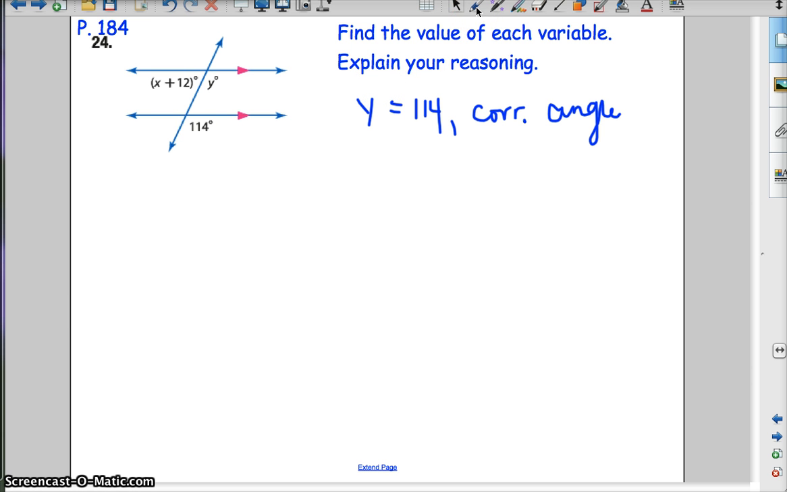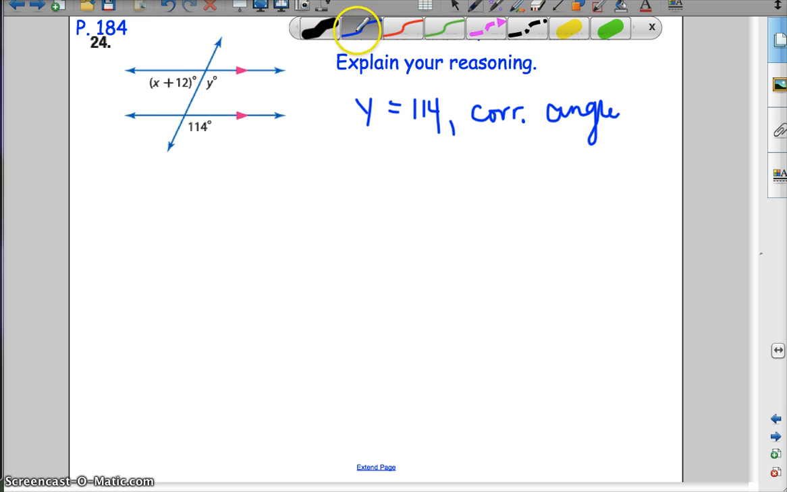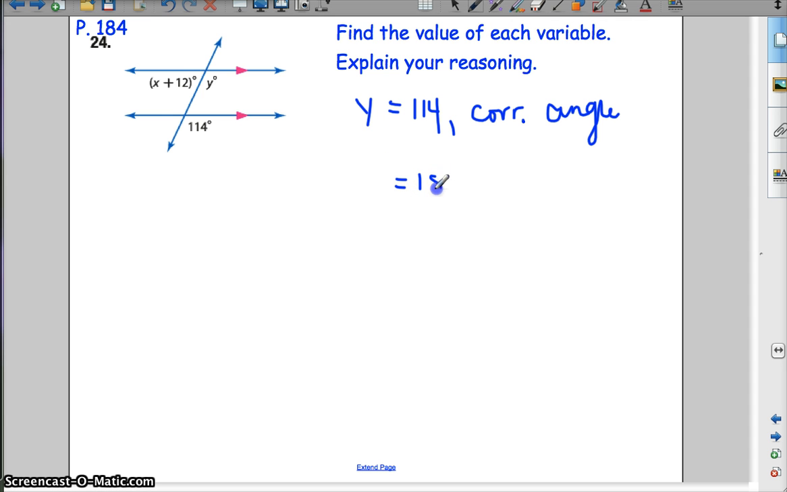Now to find x, we can say that y and x plus 12 form a linear pair because they form a straight line right here. So when you put two angles together that form a straight line, they equal 180. So they're going to equal 180 here. And we have x plus 12 plus 114. And that's because they are a linear pair.